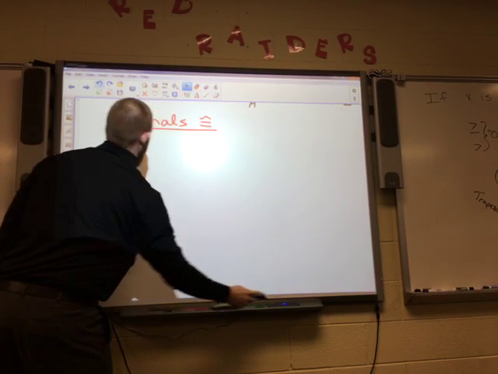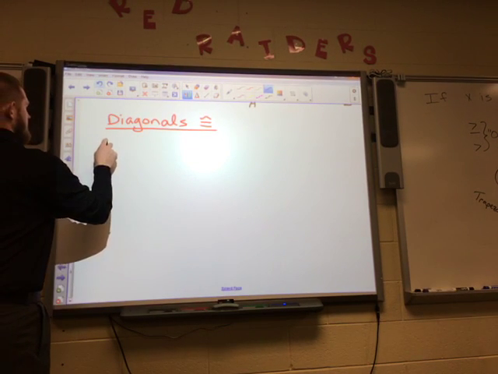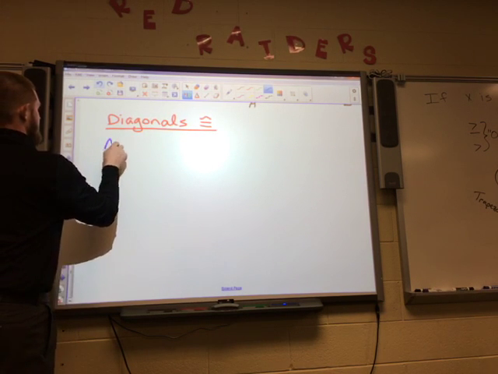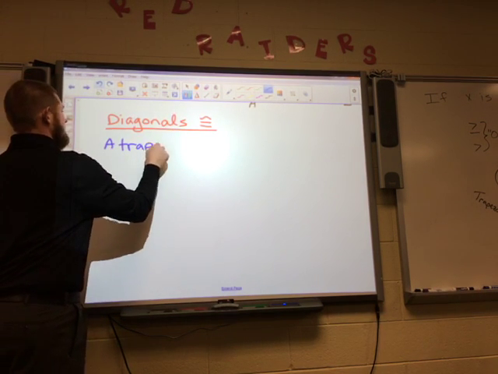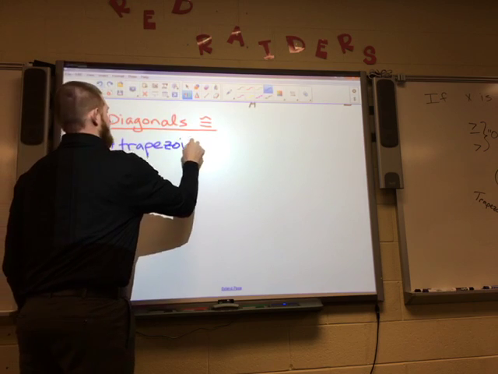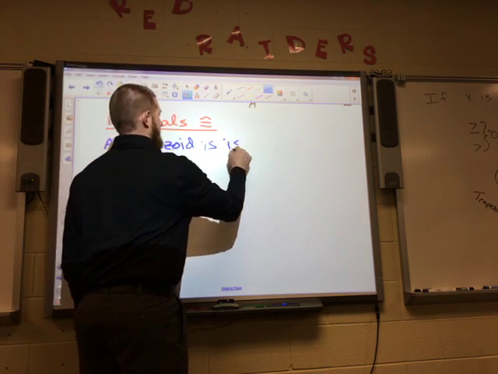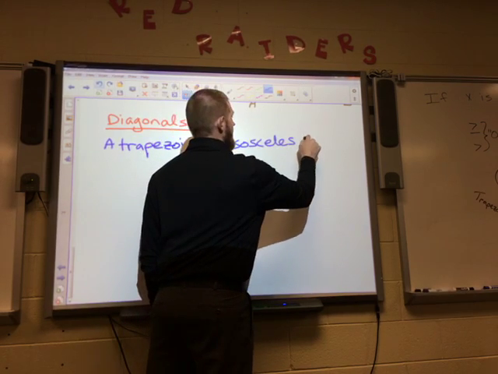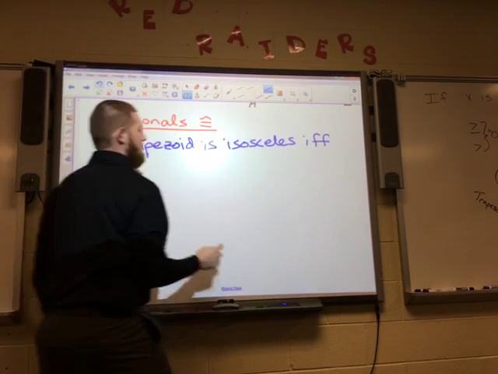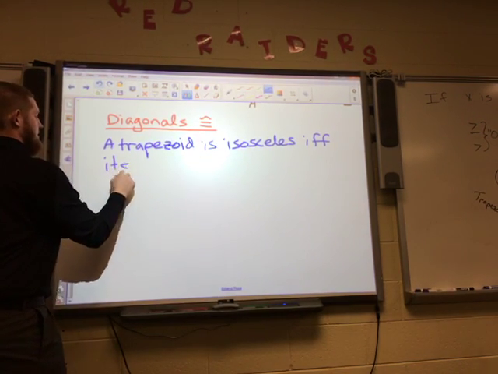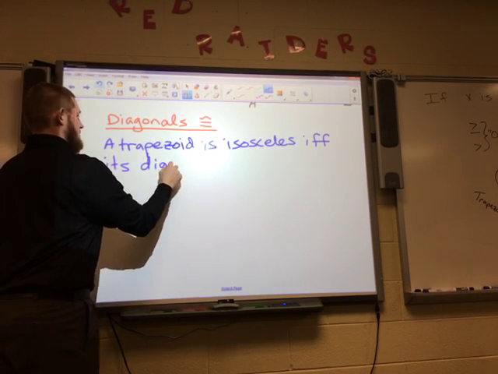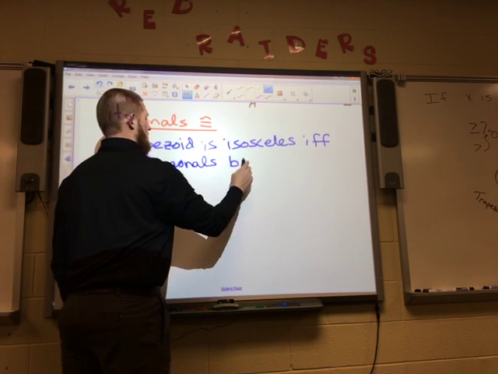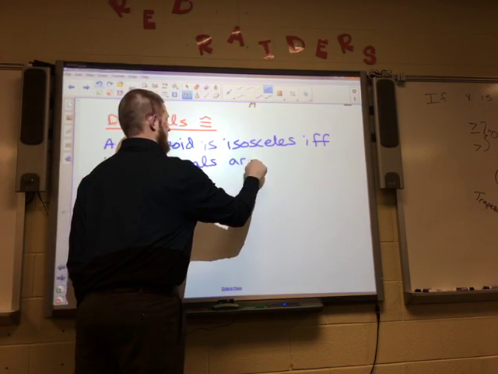Okay, this tells us that if a trapezoid is isosceles, or excuse me, a trapezoid is isosceles if and only if its diagonals are congruent.